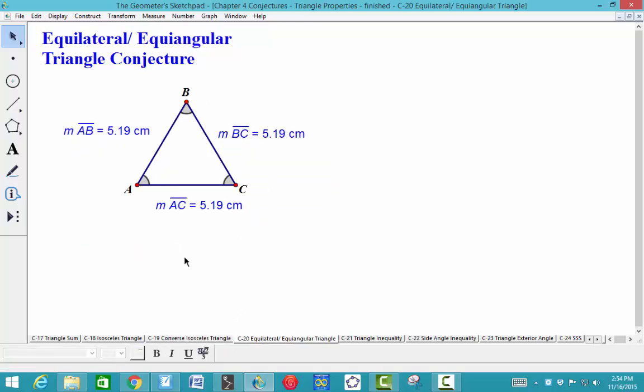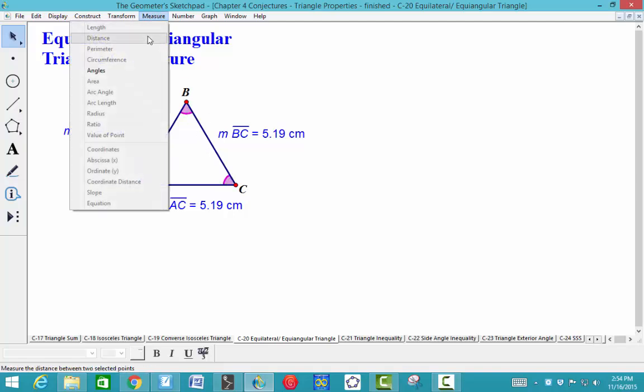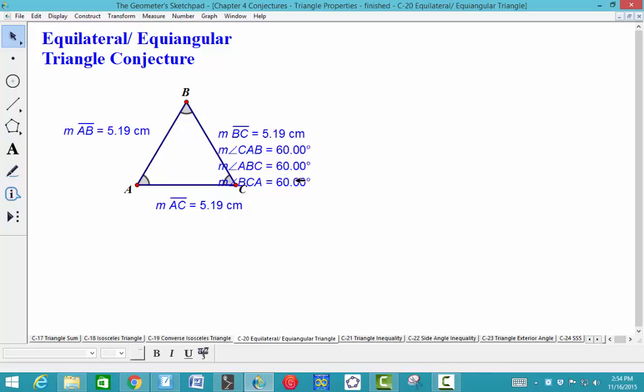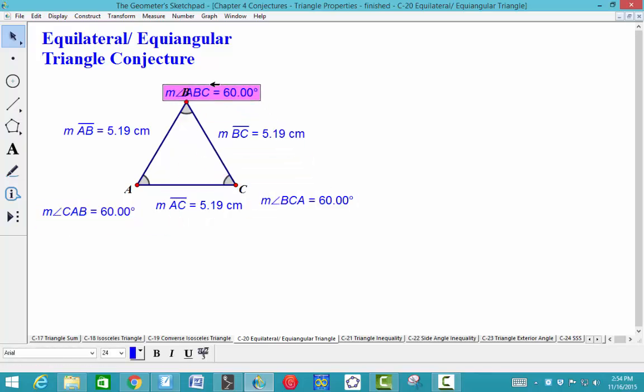Conjecture number 20, the equilateral equiangular triangle conjecture. What we're going to show here is that if you have an equilateral triangle, which has been measured out, then the angles are also congruent, and the triangle is also equiangular. So if I measure those angles, you can see that each angle has a measure of 60 degrees. So equiangular triangles are equilateral, and equilateral triangles are also equiangular.